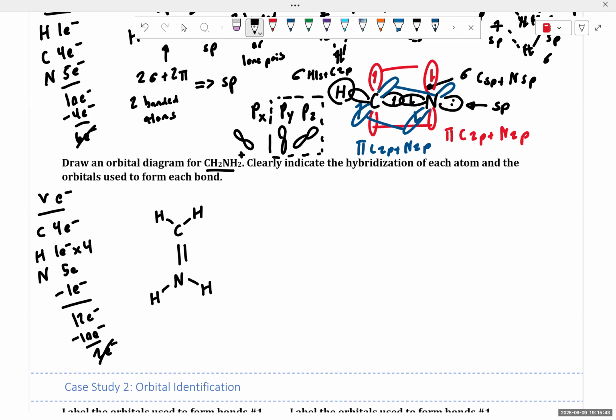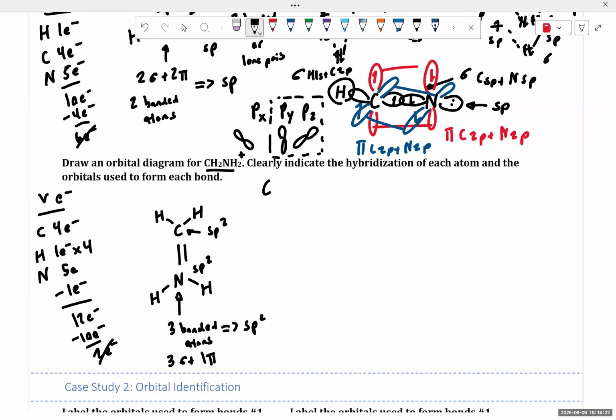Okay, from here now, we can identify the hybridization of each atom. So in this case, this nitrogen has 3 bonded atoms. It has 3 sigma bonds and 1 pi bond. And the same is true for carbon. 3 bonded atoms tells us that both nitrogen and carbon have an sp2 hybridization. And from here, this gives us all the information we need to construct a reasonable orbital box diagram.